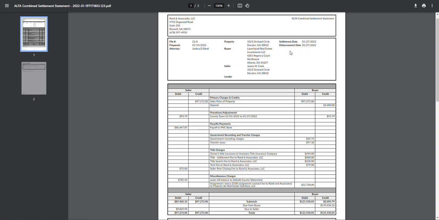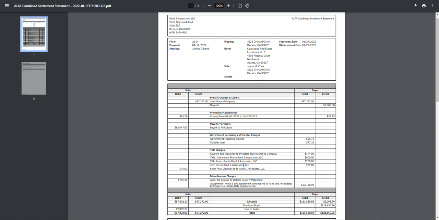Settlement date is pretty much the closing date. The disbursement date is pretty much the day that the funds were dispersed to everyone, right? Then you have the bottom section of the document here, which is broken up into three different parts. You have the seller side right here. You have the itemized list of charges, or what is being charged for what. Then you have the buyer side on this end. And then at the bottom, you have the totals.